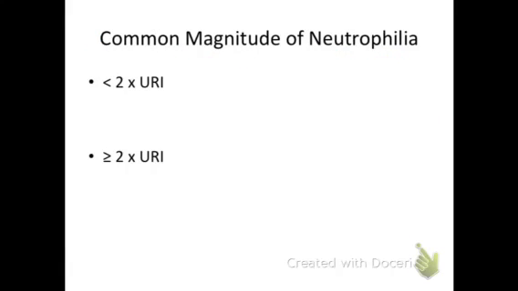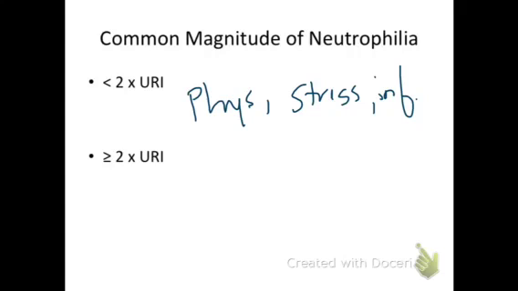In general, mild increases in neutrophils, such as less than 2 times the upper reference interval, can be seen with any of the 3 main causes of neutrophilia. So that's physiologic neutrophilia, stress neutrophilia, or inflammatory neutrophilia. However, if the neutrophilia exceeds 2 times the upper reference interval, then inflammation is most likely present.